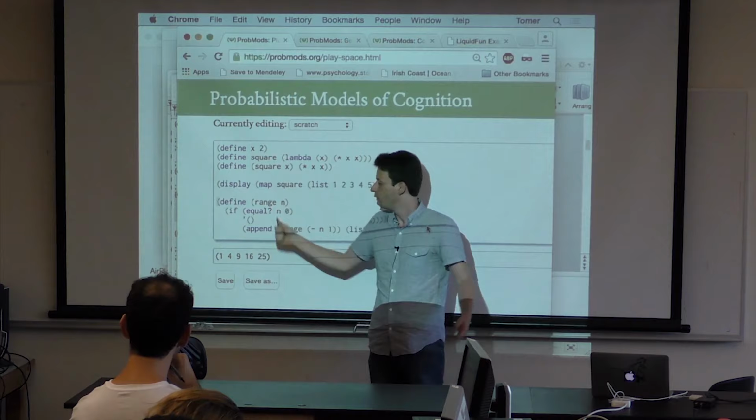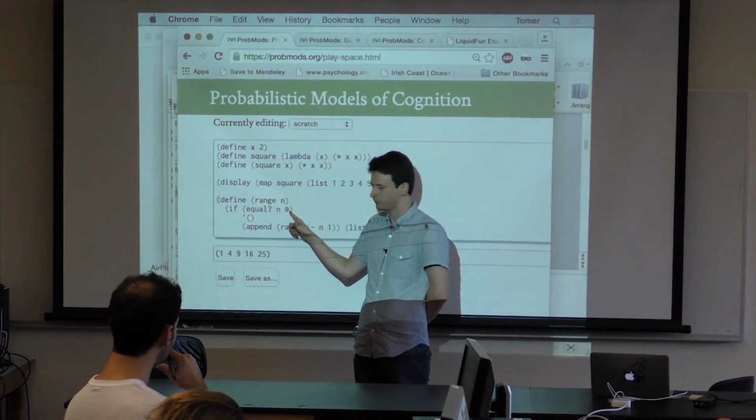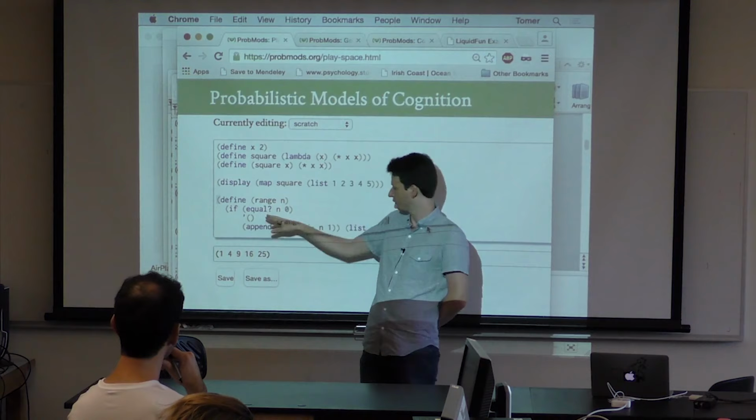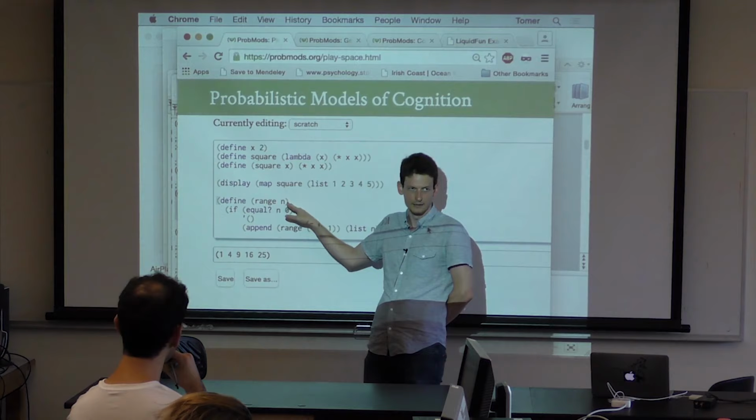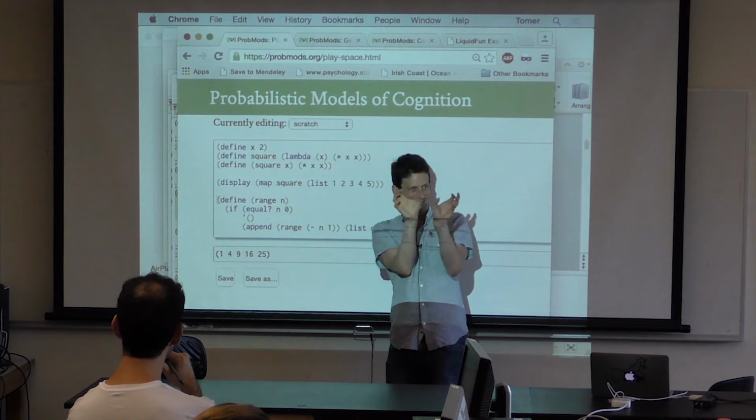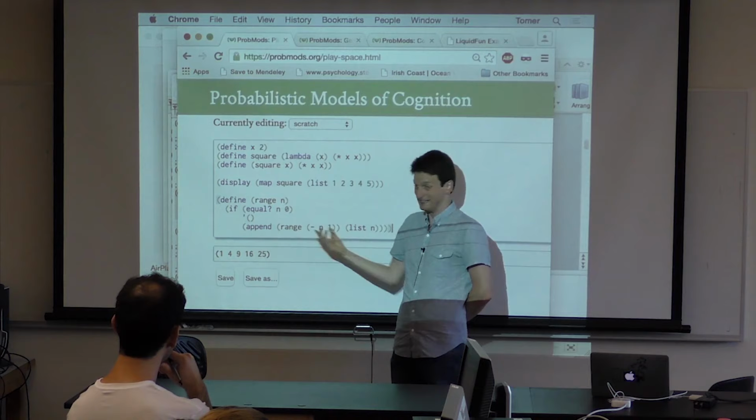What does it do? Well, it depends. It does a conditional, okay? Let's see, is n equal to 0? If it's 0, just give me back an empty list. Okay, does everyone sort of see that? If equal n 0, give me back a list. What if it's not 0? What if I did range 10? Oh, well in that case, append, another thing that you might want to know, so just combine these two things. Append what with what? Append range again with n minus 1 and with n.